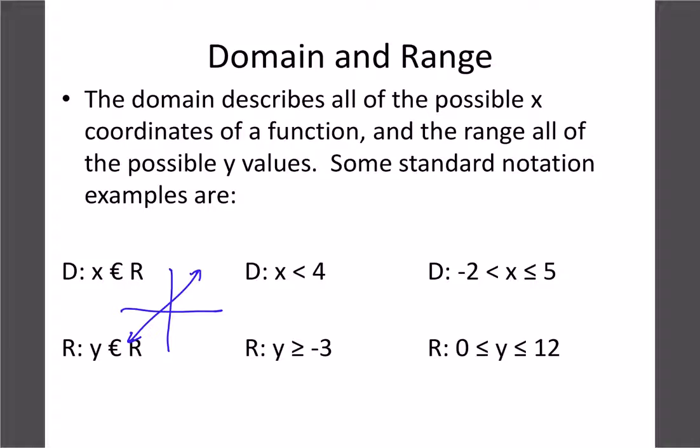I just wrote the shorthand version, but remember the way we'd completely write this, for domain we would say all x values such that x is any real number, and that's it. So we use those little squiggly brackets. And the range would be the exact same thing except for y. Okay? But we don't always have graphs like that.